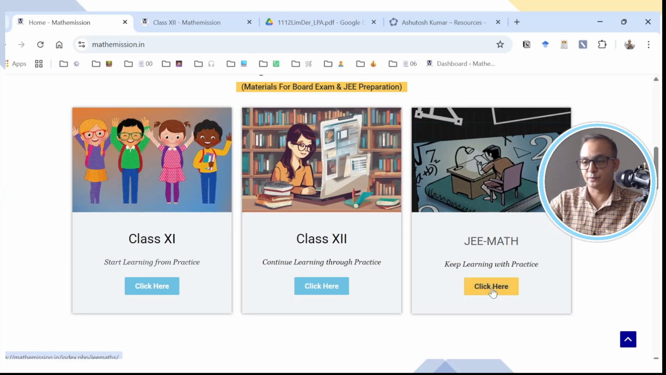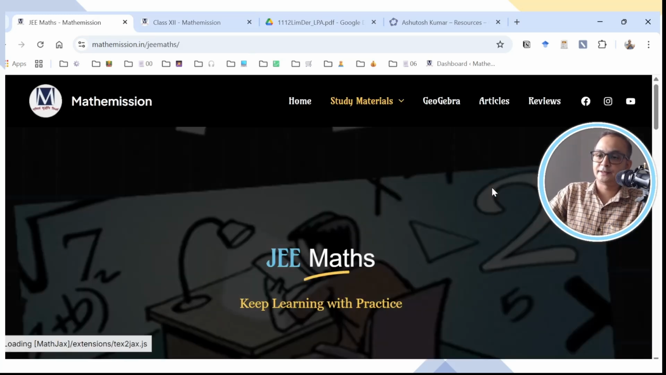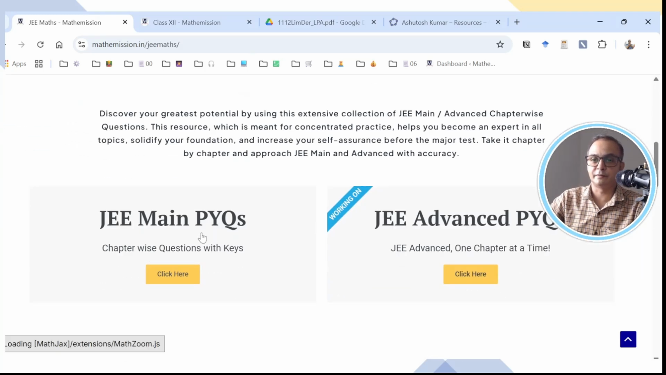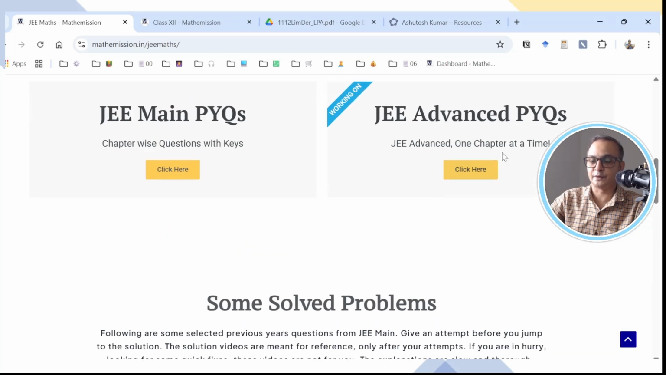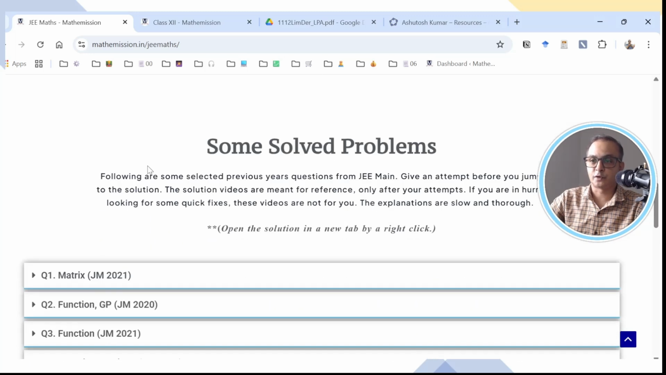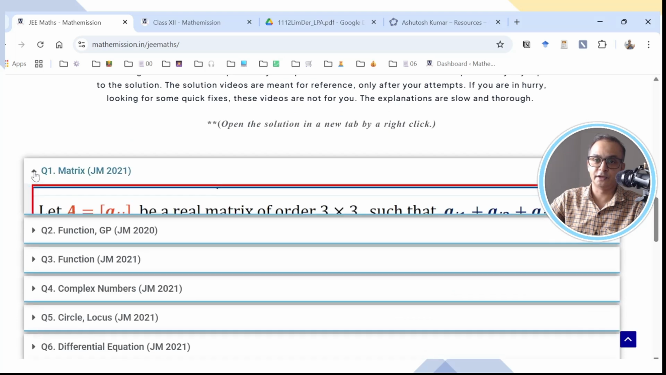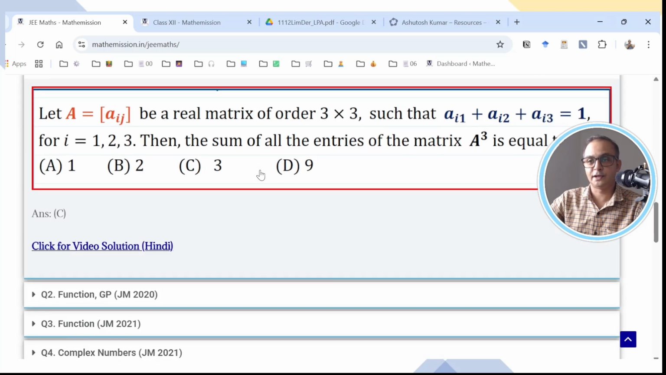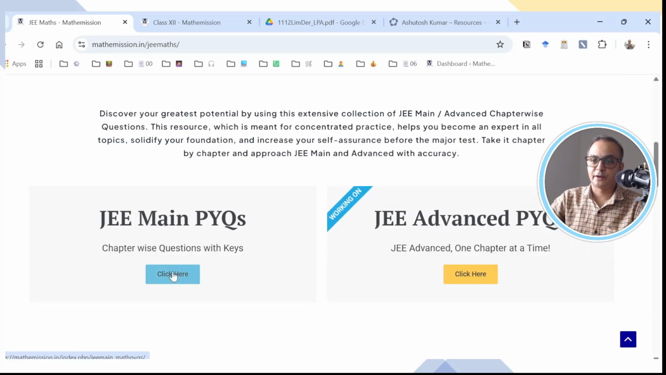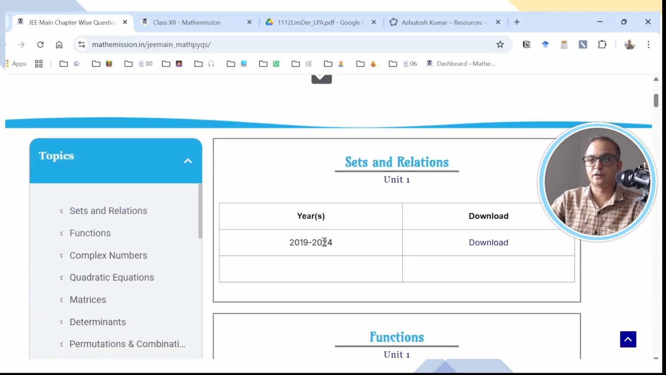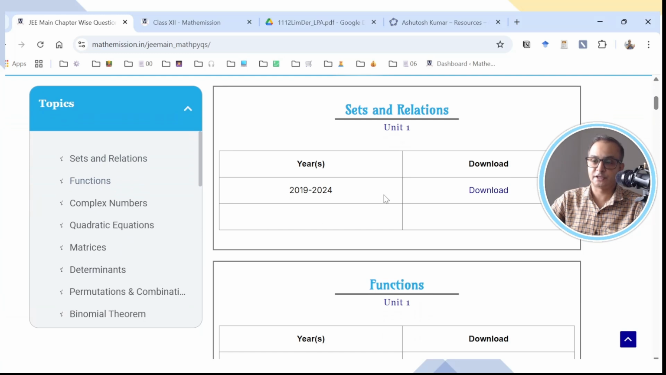So JEE Math is important. The JEE Math has two parts: the JEE Main PYQs and JEE Advanced PYQs. For some solved problems, I have given the link of the videos, but I'm mentioning that these videos are in Hindi. And if you click JEE Main PYQ, you will get all the previous year questions up to 2024, starting from 2019. So this is five years of questions in one PDF for each chapter.